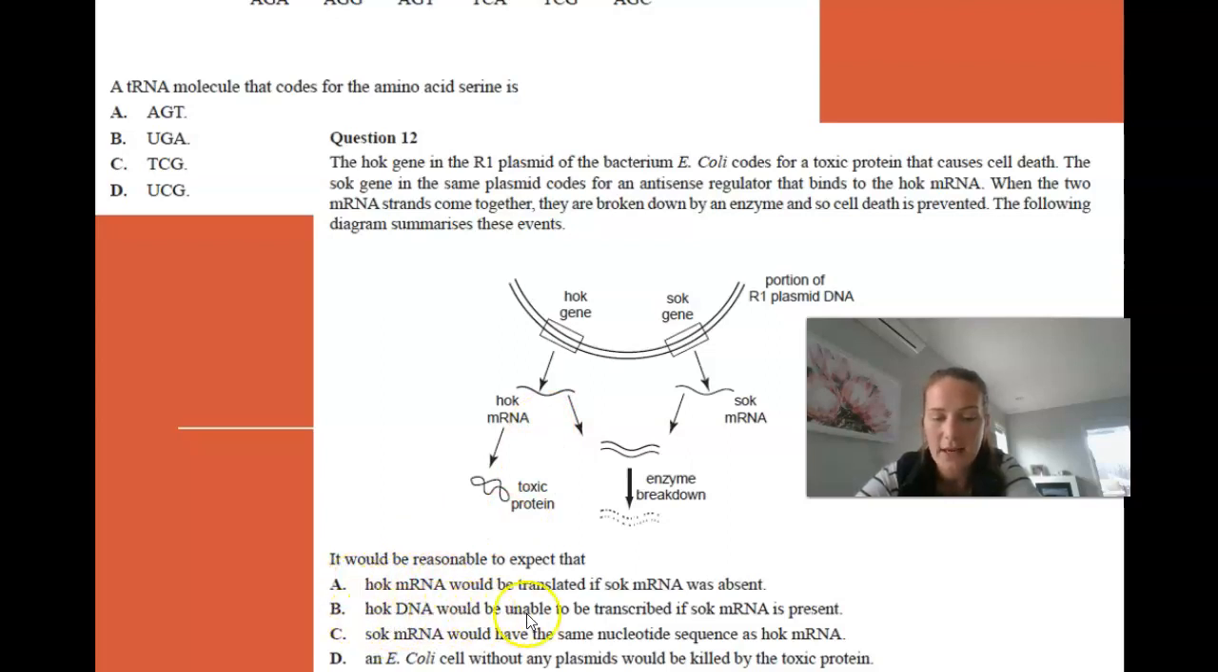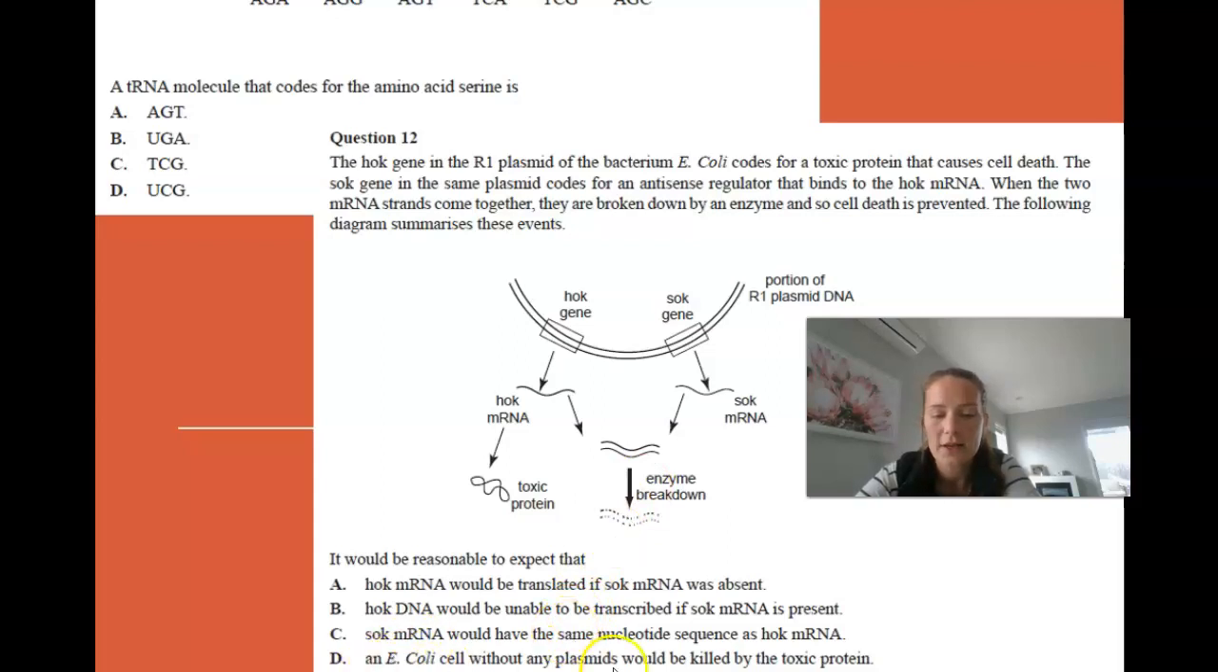B, HOC DNA would be unable to be transcribed if SOC was present. So if SOC is present, the RNA is still made, so it's still transcribed. You need to be able to recognize that that is transcription happening there. So B would be false. SOC mRNA would have the same nucleotide sequence as HOC. If they are joining together, they are not the same sequence, but they are complementary sequences. So a little trick to the wording.